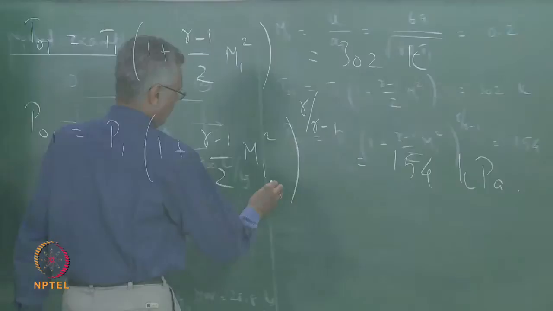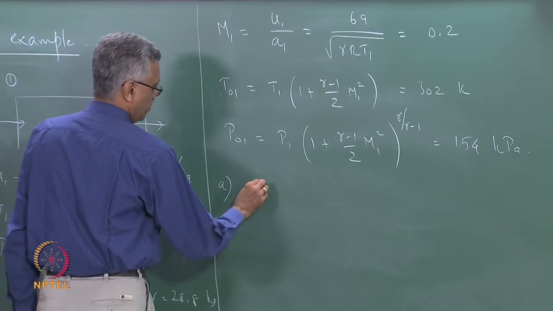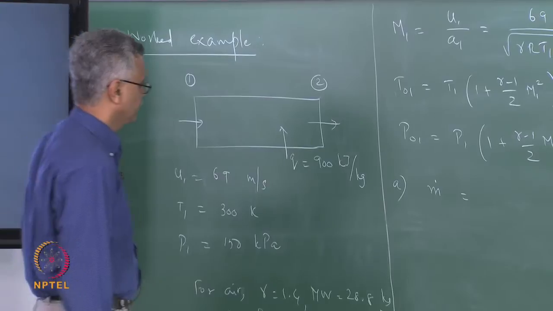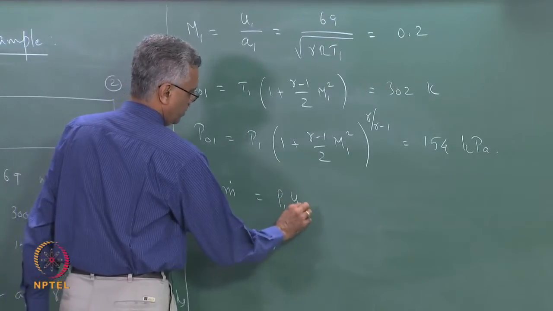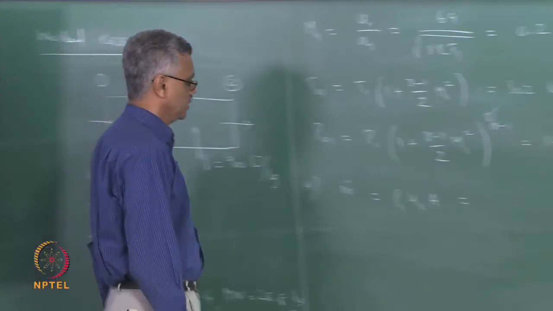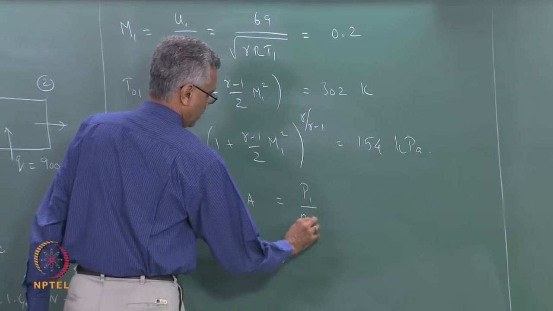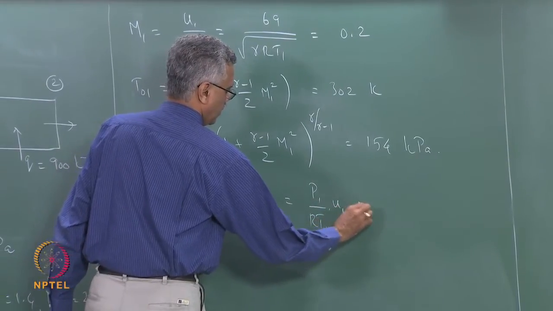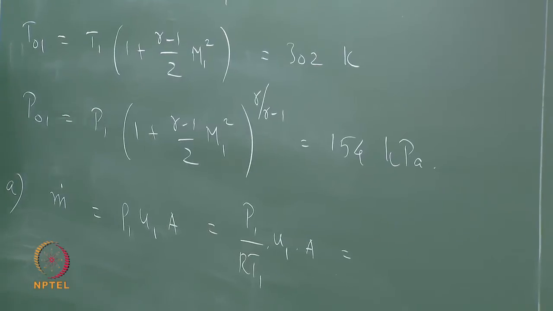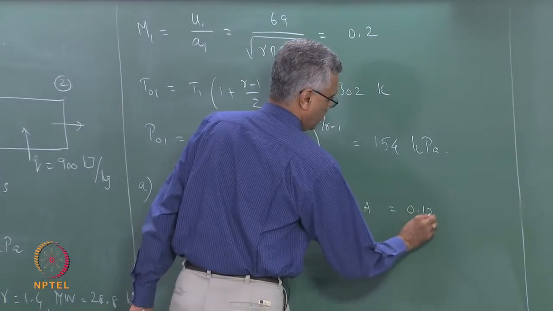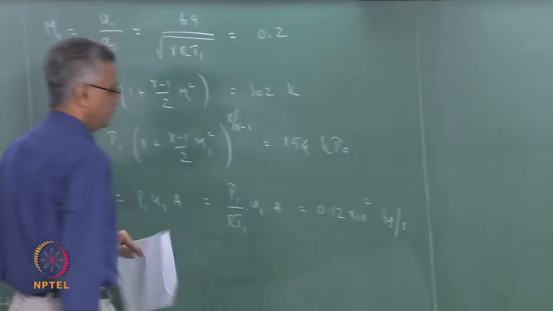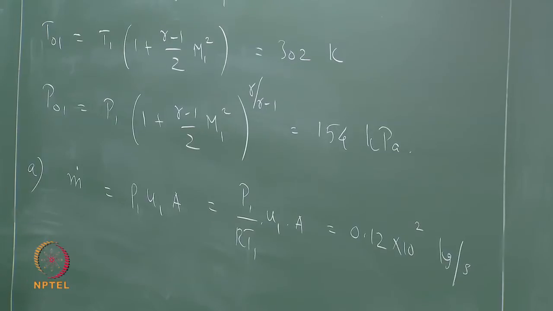Now we are first asked to calculate in part A the mass flow rate per unit duct cross-sectional area. So m dot is going to be rho 1 U1 times A, and A is given to be 1 meter square. Rho 1 is nothing but P1 over R T1. So if you substitute the values, you get this to be 0.12 times 10 to the 2 kilogram per second as the mass flow rate through the duct for these conditions.